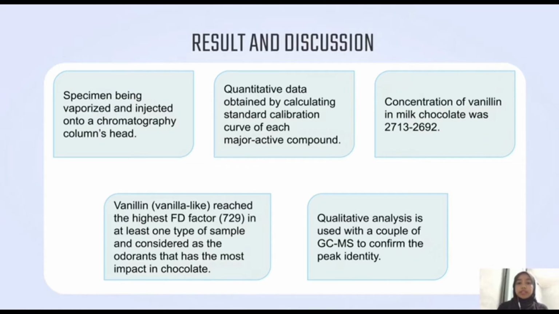2692. The next point is that vanillin, which is vanilla-like, reached the highest flavor dilution factor, which is 729, in at least one type of sample and is considered the odorant that has the most impact in chocolate. Last but not least is qualitative analysis, which is used with gas chromatography mass spectrometry to confirm the peak identity.